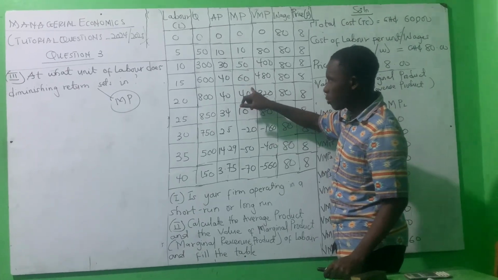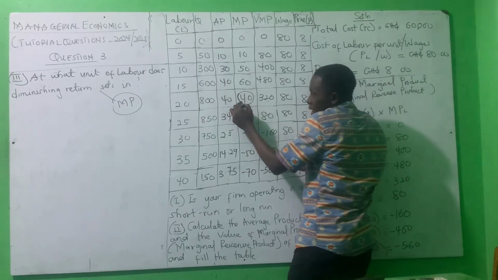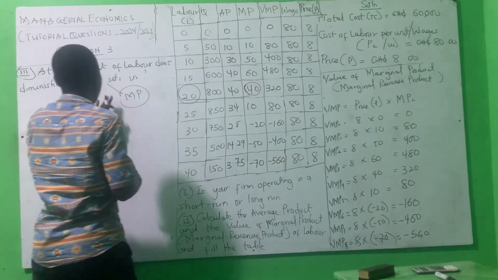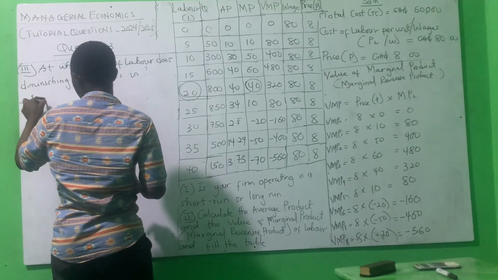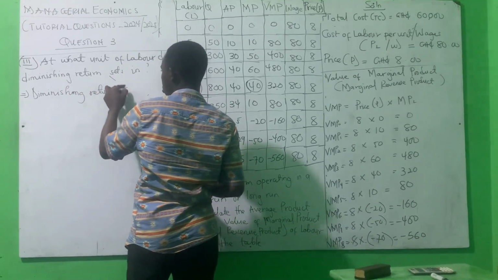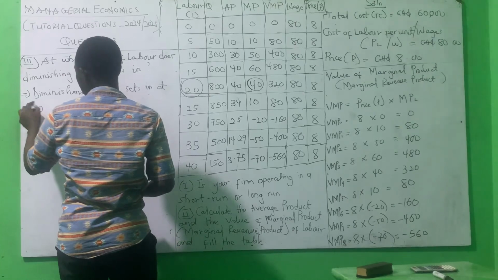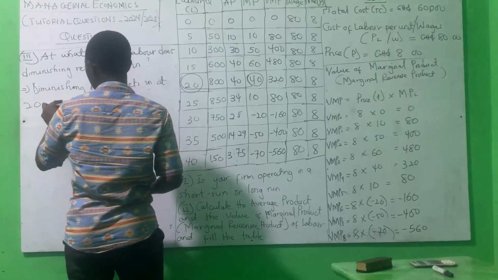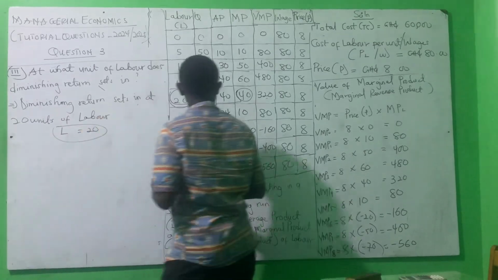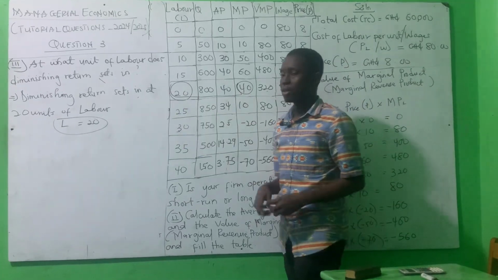From 60 it moved to 40, so it has decreased by 20. So it started decreasing from this side. So you will match it to the labor. Which labor was that? 20. So at what unit of labor does diminishing return set in? Diminishing return sets in at 20 units of labor, where L is equal to 20. So that is where the diminishing return sets in. From 60 it was decreasing, so it started decreasing from this side. Which labor was that? 20. That's the third part of the question.